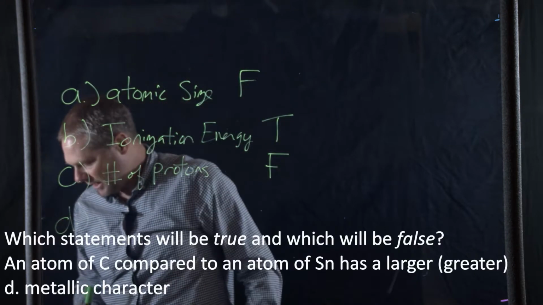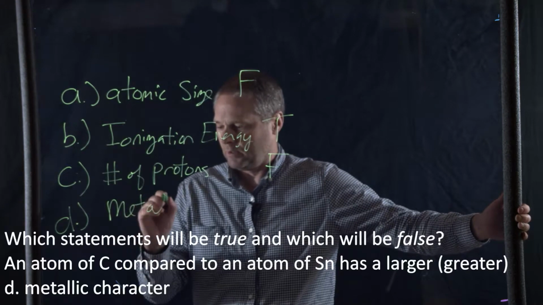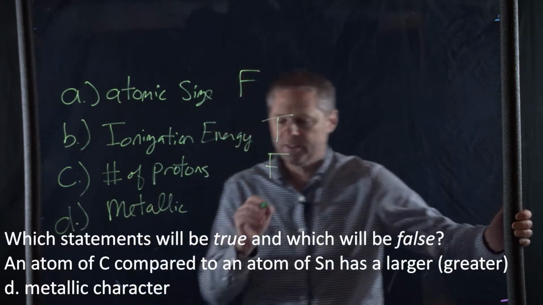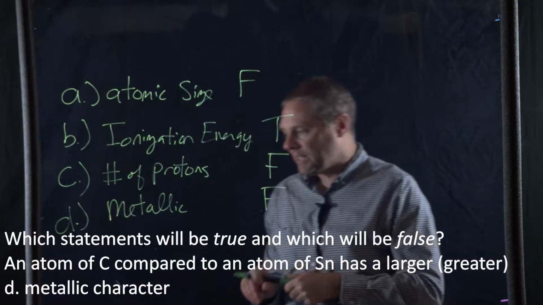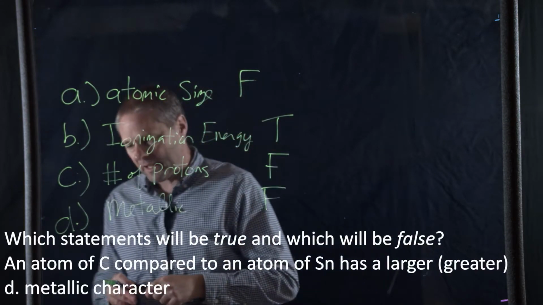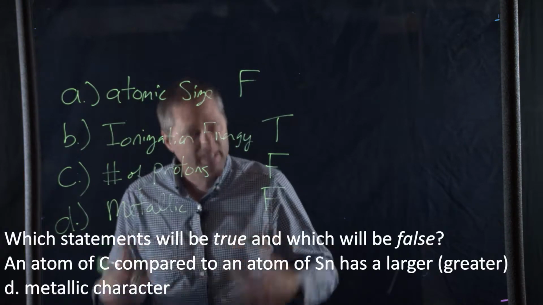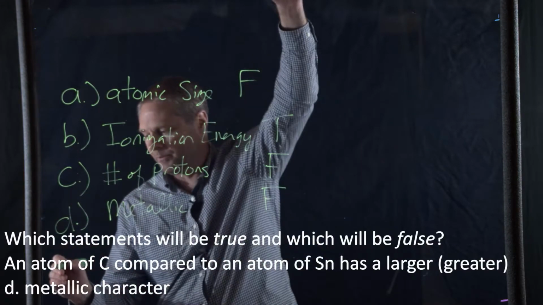D asks for metallic character. This is going to be false yet once again, because tin is lower on the periodic table than carbon. And the further down you go on the periodic table, the more metallic the element becomes.